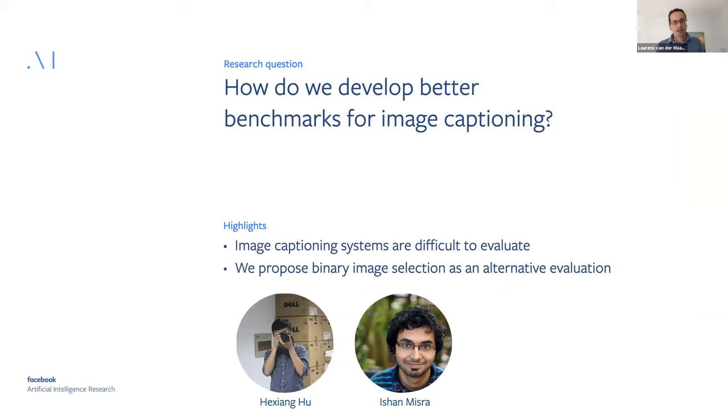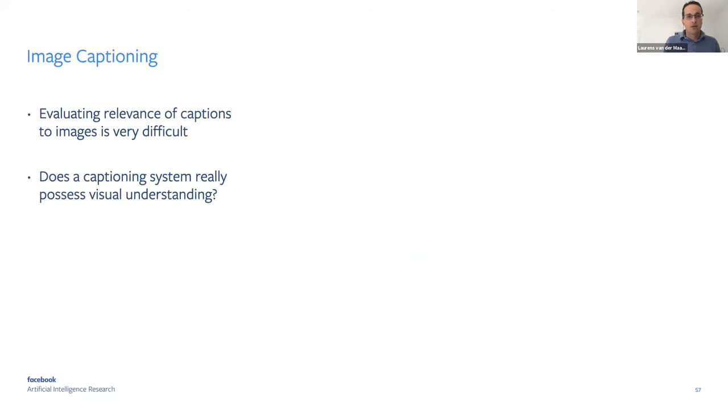Now, visual question answering is not the only task or way in which you can study visual understanding or try to go beyond visual recognition. Another example is image captioning. This is the task where, given an image, you are asked to describe the image using a caption. Here we found similar problems. Evaluating the relevance of captions to images is actually really difficult, right?